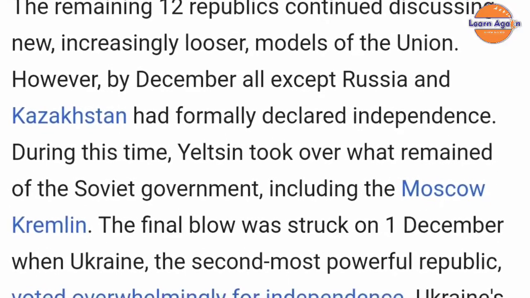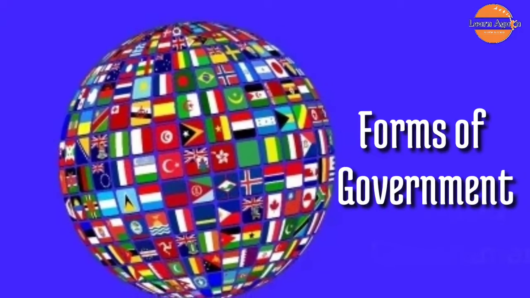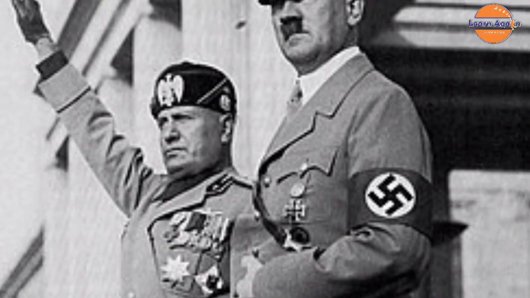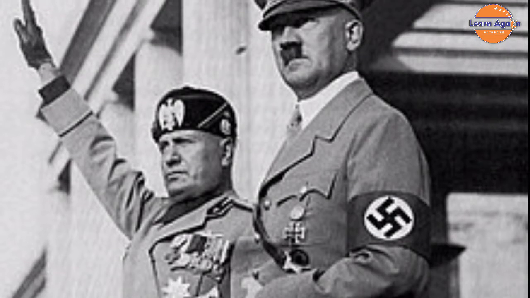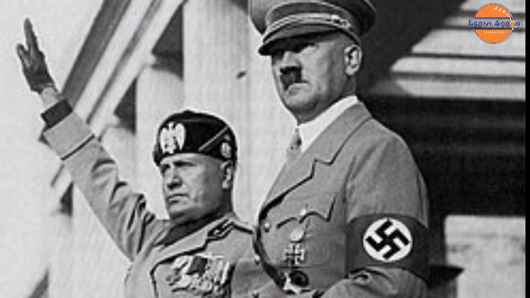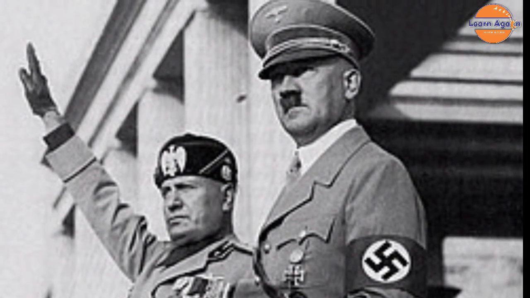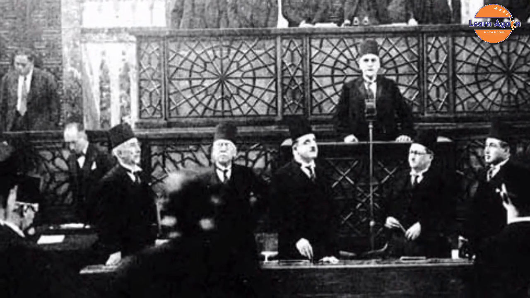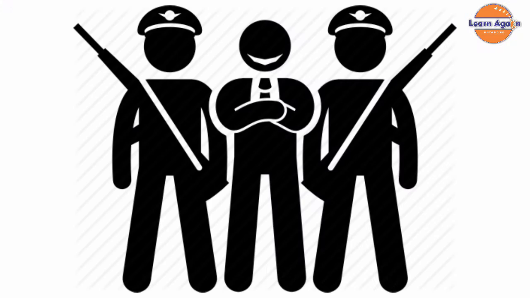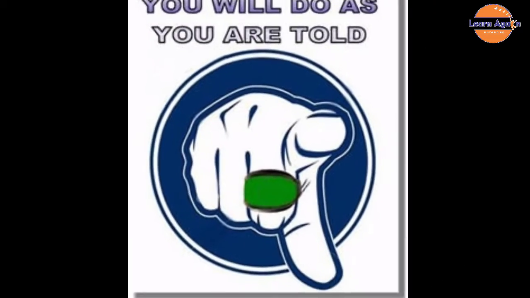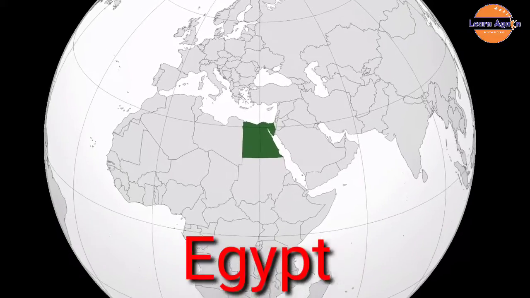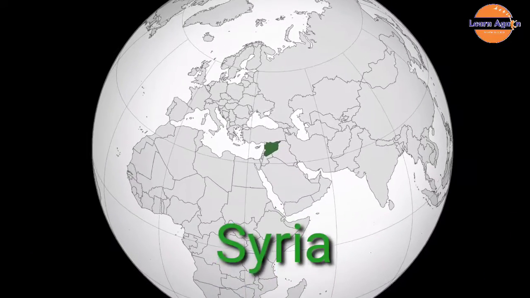Well, did you know that there are three major forms of government? Let us see one by one. Dictatorship. In this form of government, all the power to rule remains in the hands of one person or a small group of persons without constitutional limitation. Such type of power is often obtained forcefully. In this form of government, people do not enjoy any freedom. Countries like Egypt and Syria have this form of government.